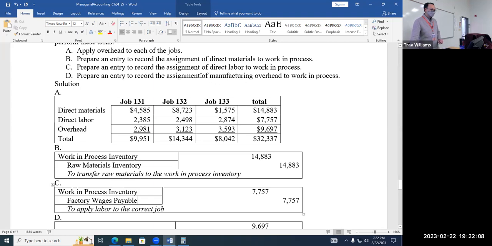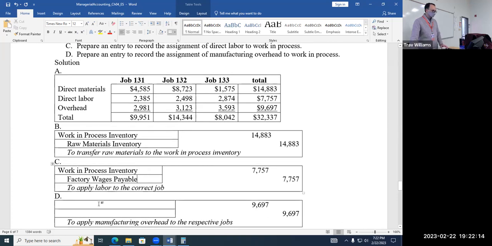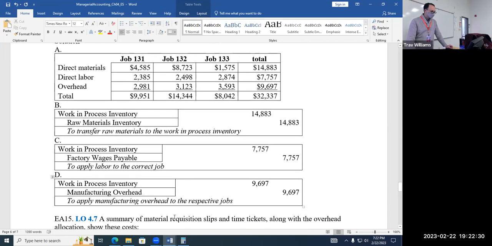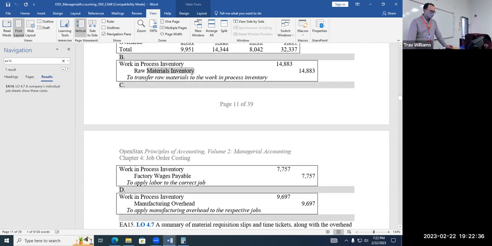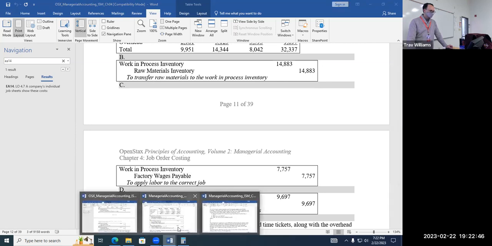And the last one is manufacturing overhead. So it's coming out of work in process inventory. It's going into work in process inventory from manufacturing overhead. Overhead. Okay. Let's check that. Raw materials inventory for B, factory wages payable for C, manufacturing overhead for D.